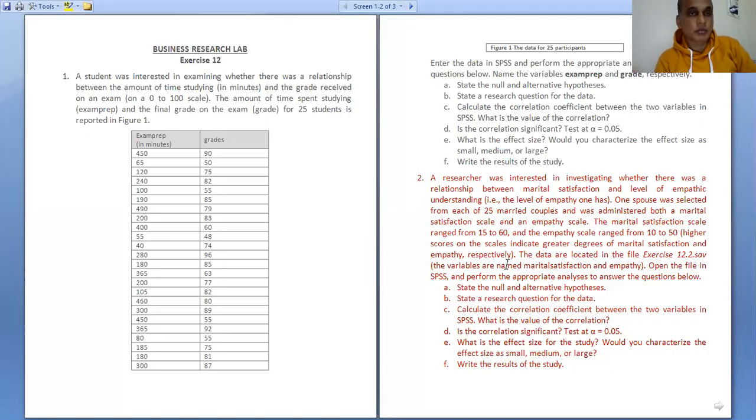Welcome back. We are talking on Business Research Lab and we are talking about exercise 12. This is the solution part for the correlation questions for question 2 and question 3. So let's look at question 2 first.